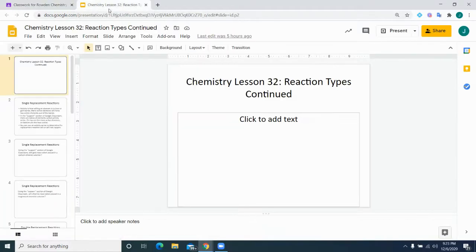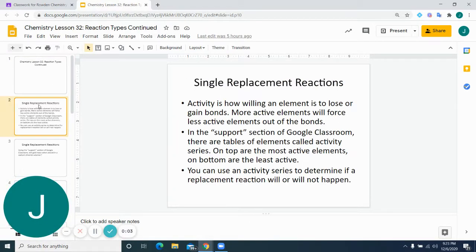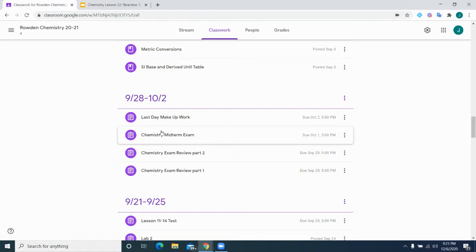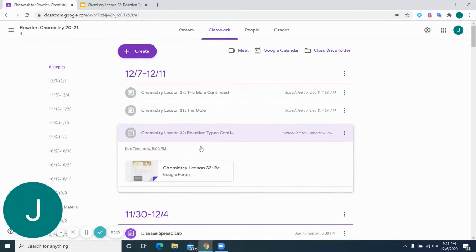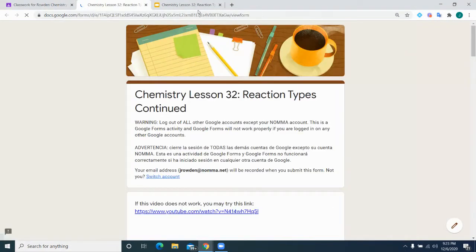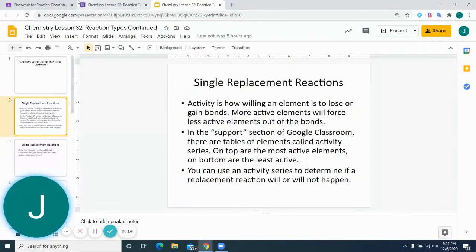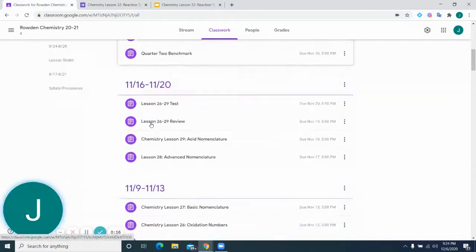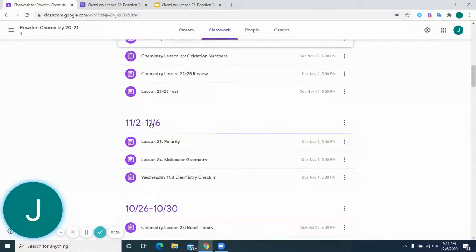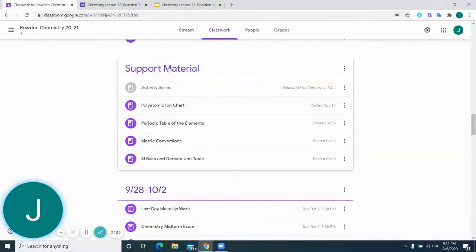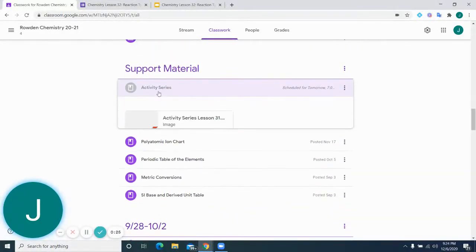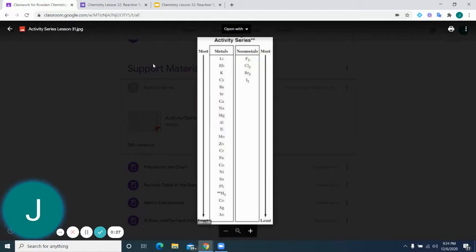All right, hello everybody. We're looking at lesson 32, which will continue reaction types. For this one, I'm going to open the actual lesson. We'll have the slides for lesson 32. And then we're also going to want to go to the support material, and you'll have this activity series that'll be shared with you the morning you're doing this. Just this little graphic right here. We want to look at this.